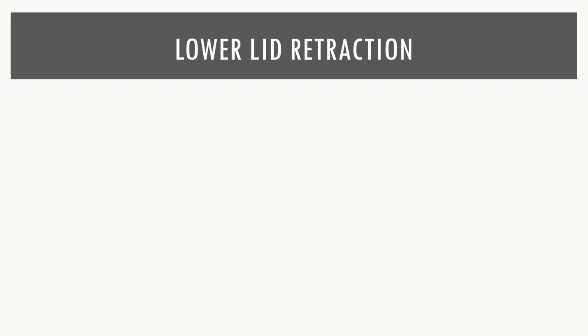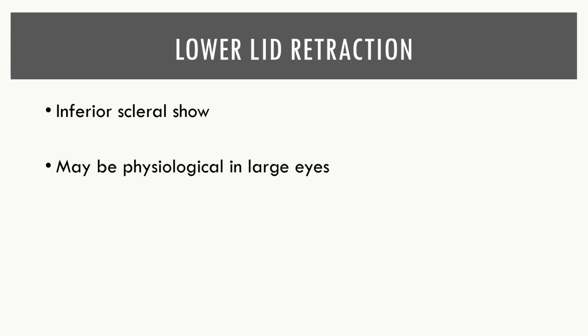Lower lid retraction is commonly seen in thyroid eye disease. It is characterized by inferior scleral show. It may be physiological in large eyes. It is commonly involutional or secondary.